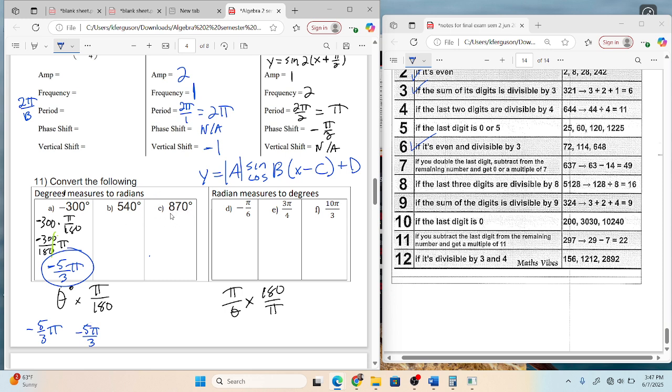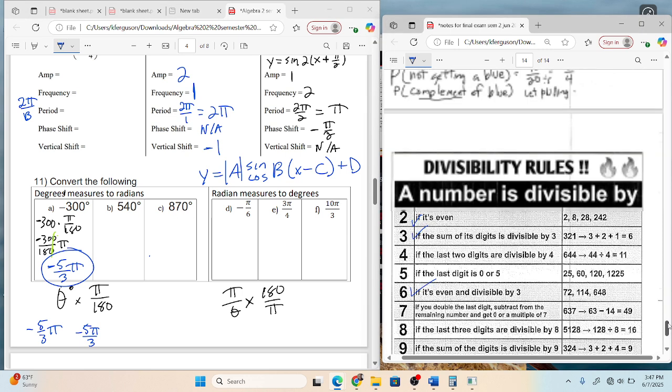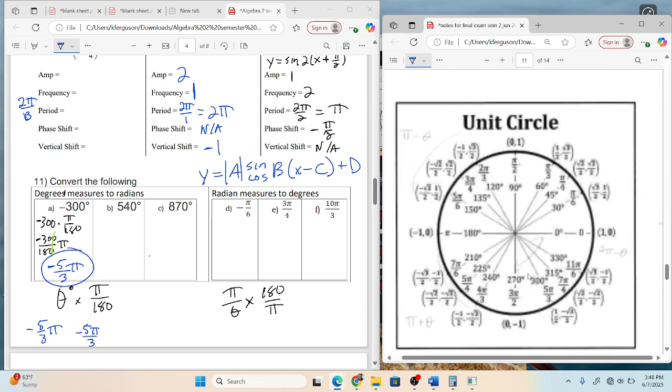So next, if I have something that is bigger than 360, what do I have to do? I'm doing the same thing. I've got 870 times pi over 180. So that's 870 over 180 times pi.